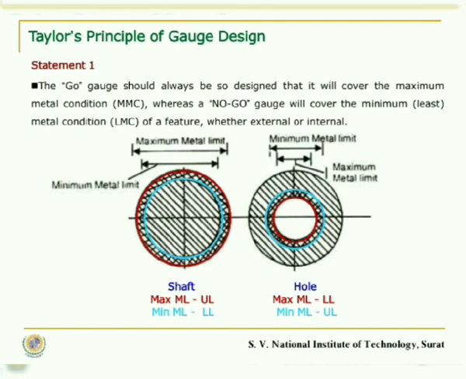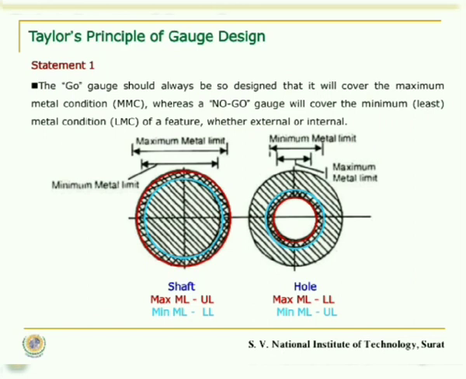There is another term which is known as maximum and minimum metal limit. Maximum metal limit denotes the condition where the part has the maximum amount of metal, and minimum metal limit indicates that the part has the minimum amount of metal in it. So for a shaft, the upper limit will suggest the maximum metal limit and the lower limit will suggest the minimum metal limit.